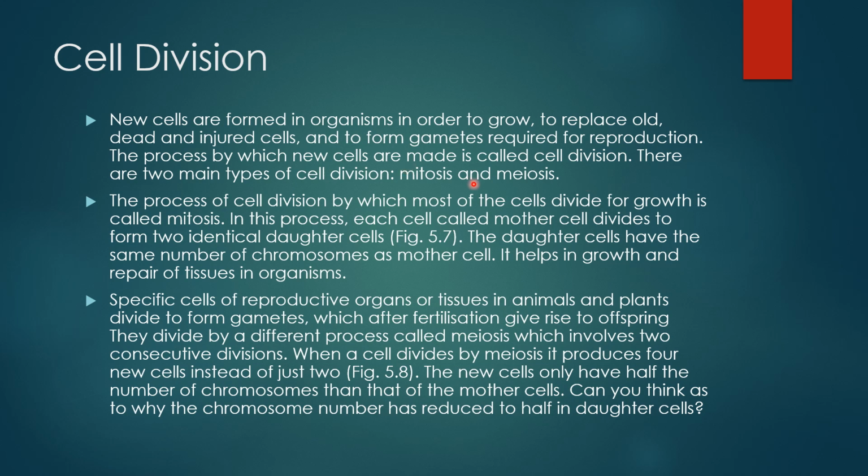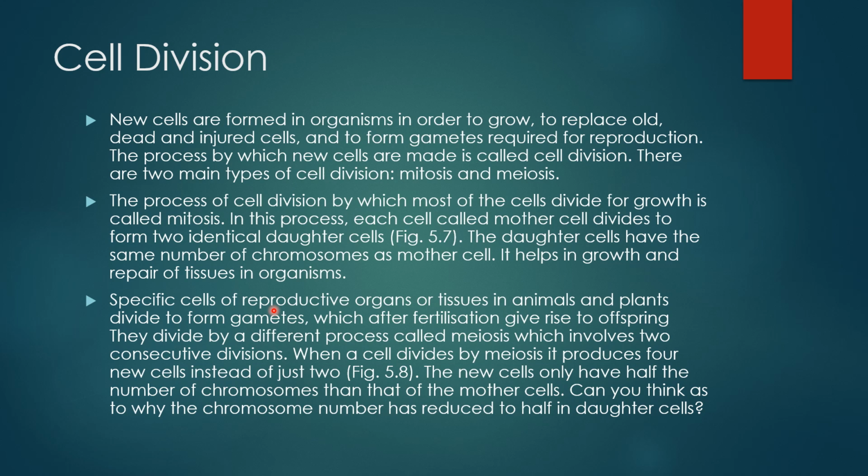There are two types of cell division, mitosis and meiosis. Okay? The process of cell division in which most of the cells divide for growth, okay? It is called mitosis. In this process, each cell called mother cell divides to form two identical daughter cells. Now, the daughter cells have the same number of chromosomes as mother cell. It helps in growth and repair of tissues in organisms.